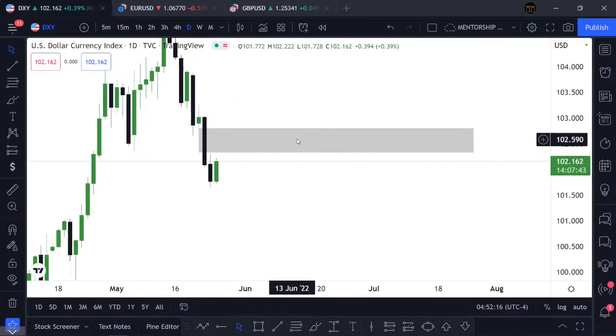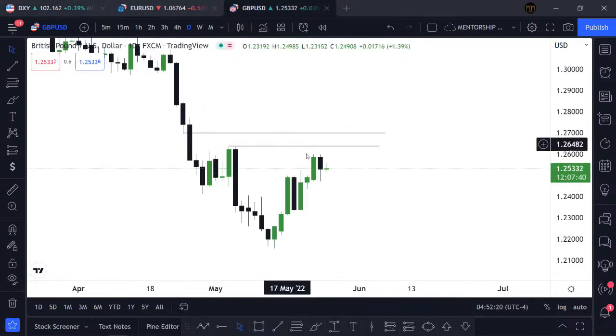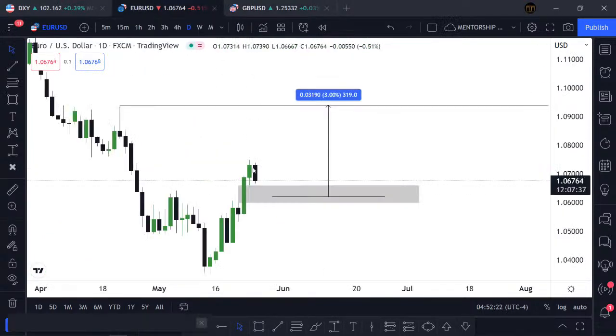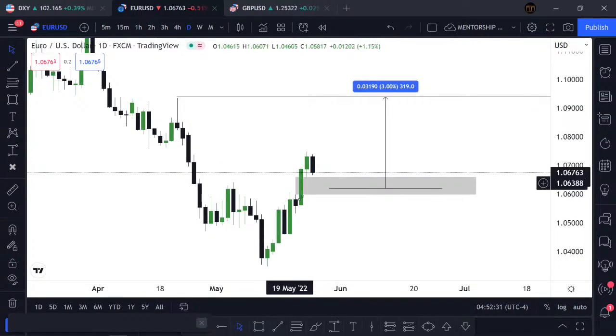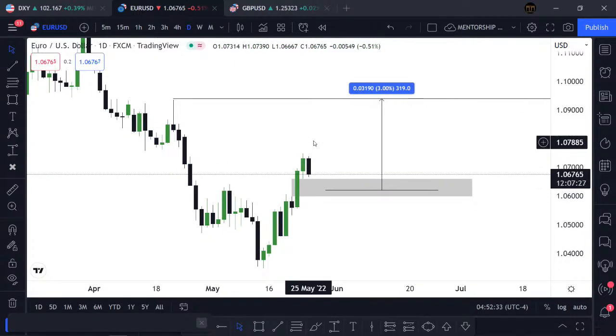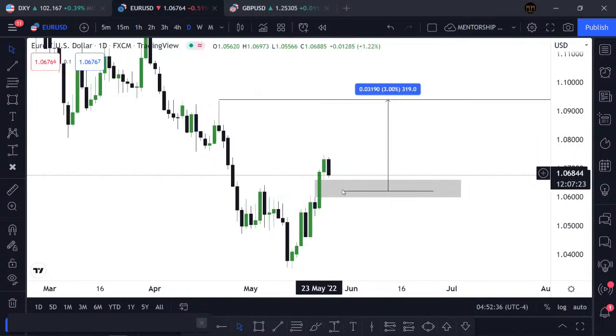If it comes in here, I'll be looking for opportunities to go long, both on the pound dollar and the euro dollar. Now this is a daily chart. It's not a 5 minute, 15 minute chart. Don't go on your charts and wait for this thing to come here, because you're not seeing the same thing.